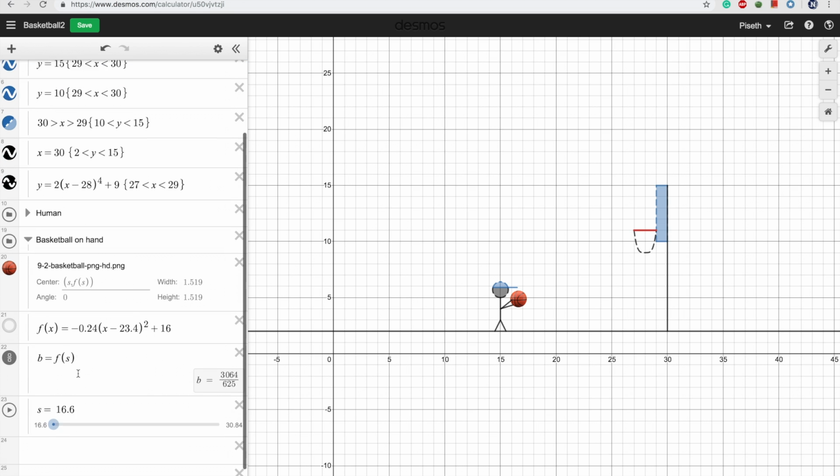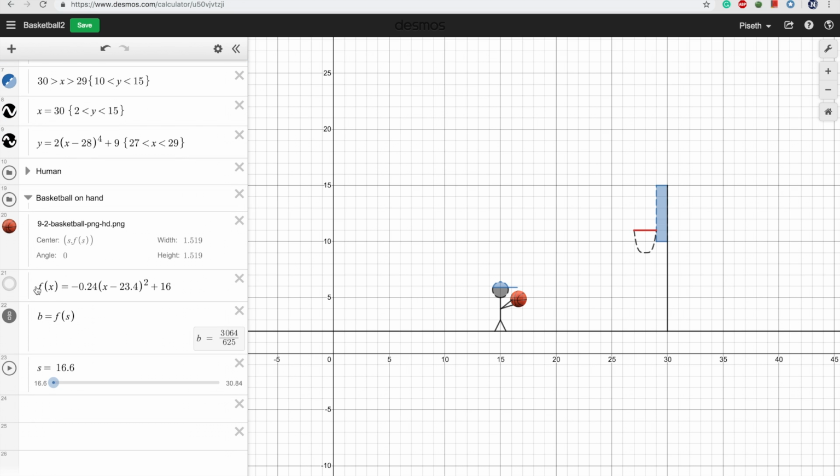And for the basketball on hand, I used the quadratic equation in vertex form so I can shift the parabola to the right and up, and this is what my parabola looks like.